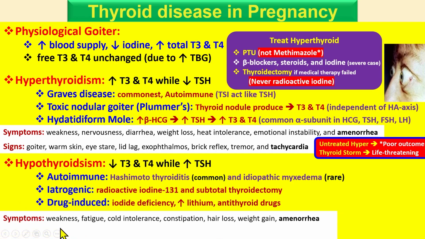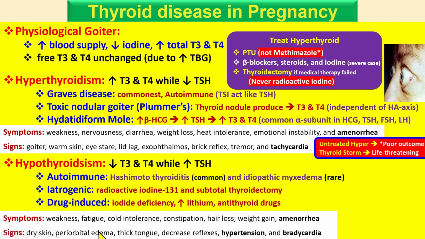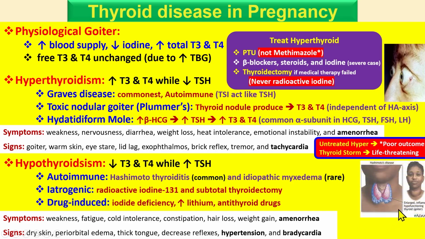Signs and symptoms, you know better: weakness, fatigue, cold intolerance, constipation, opposite to hyperthyroidism, hair loss, weight gain, amenorrhea. And signs: dry skin, periorbital edema, thick tongue, decreased reflexes, hypertension, bradycardia. So these are signs and symptoms of hypothyroidism. Here you can see Hashimoto, the enlarged, inflamed, hypofunctioning thyroid goiter.